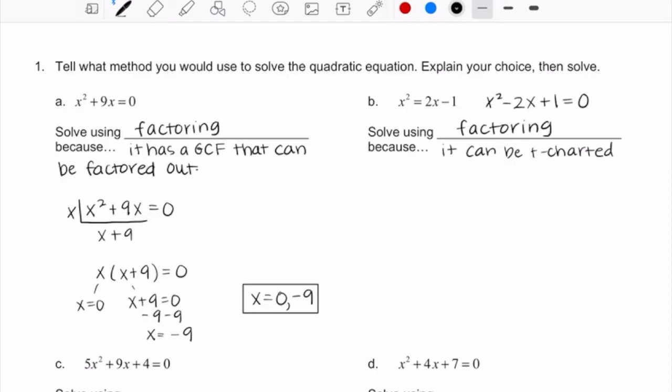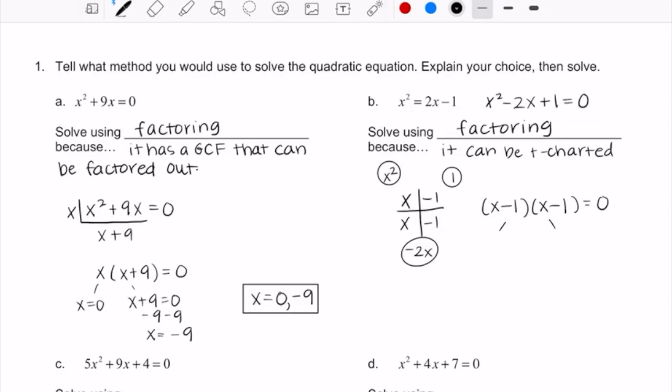And the reason for that is because it can be t-charted. And so when I do my t-chart, x times x gives me back x squared, and then -1 times -1 gives me back +1. But then when I add up my cross products, they give me -2x. I'll write my equation in factored form, and then I'll use the zero product property to set each part equal to 0. Because the factors match, I only have to solve for one of them because this side will be the same. And so my single solution for this one is x equals +1.